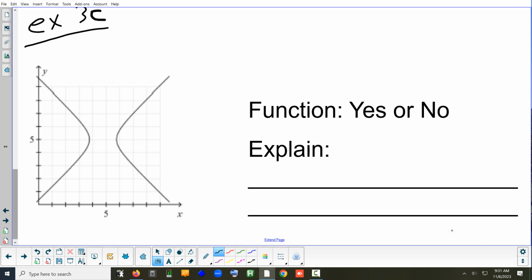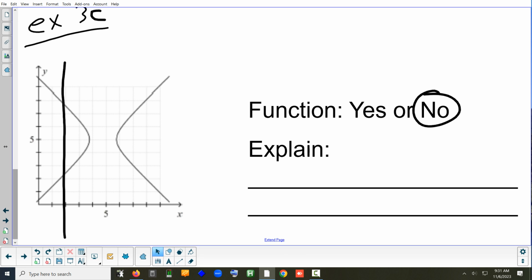All right, let's look at this one. Zach, what did you say about this one? Is this a function? Yes or no? No. No, I agree with you. This one is not a function. Can you tell me why? It hits 2 lines at once. Right. If you draw a vertical line, just putting it right there, it hits more than once. Now you might say, well, here it doesn't. Okay, but here it does. So if it can hit somewhere more than once, then it fails the vertical line test.